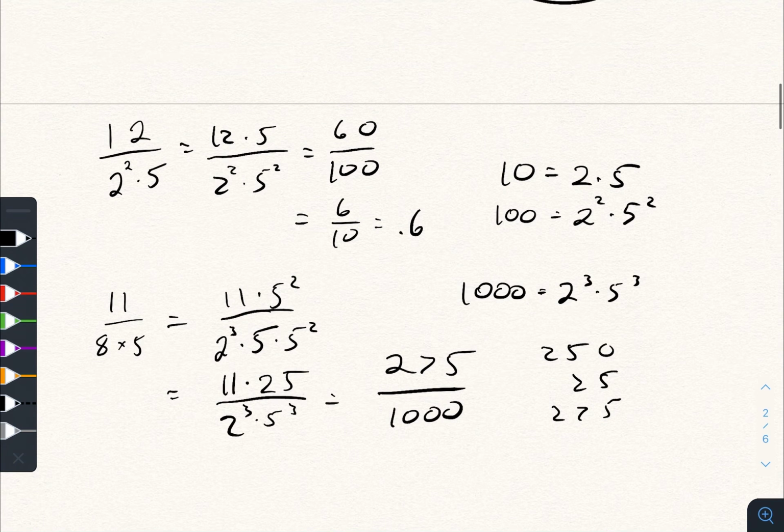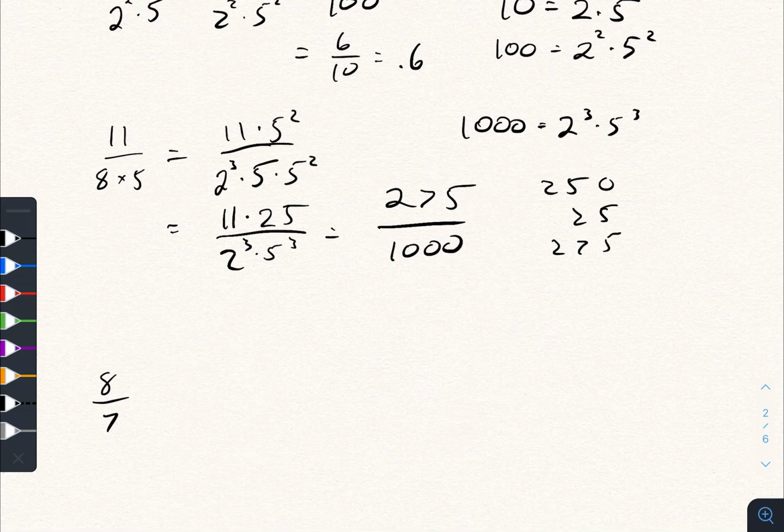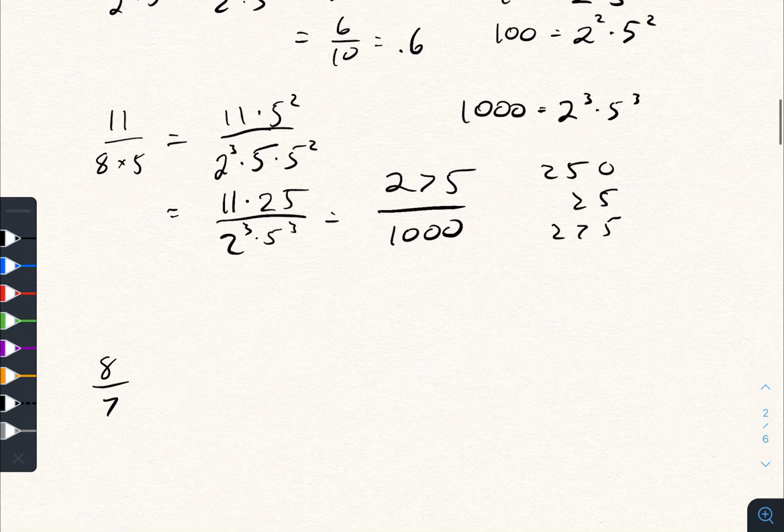Okay. What about the number 8/7? This one is a little weirder because we don't have any 2s or 5s in here. We'll explore this further in a later section, but part of the whole point is there's no 2s and 5s in here. There's no way to change this denominator to a denominator that is just a power of 10, right? We can't multiply the numerator and denominator by any number to get a power of 10. There's just always going to be this factor of 7 here.